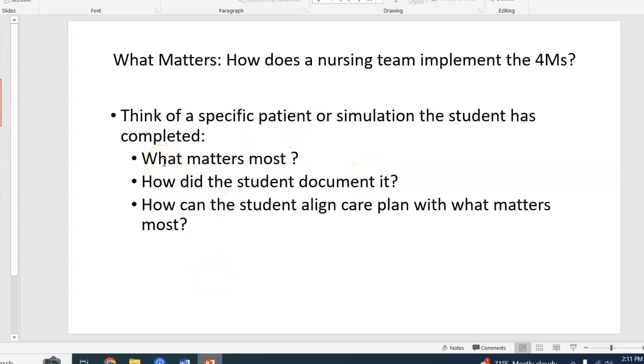One, what mattered most to the patient? Maybe they were in the dying process and what mattered most to them was comfort, or peace and quiet, or having family around. Then you're going to record how you documented it or how the nurse documented it, because as students we're not always documenting. And then how can the student align the care plan with what matters most? So how can you alter the care plan for the older adult client, depending on what's going on, to fit what matters most to them.